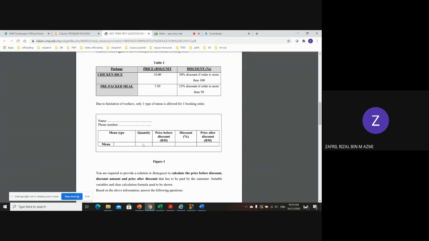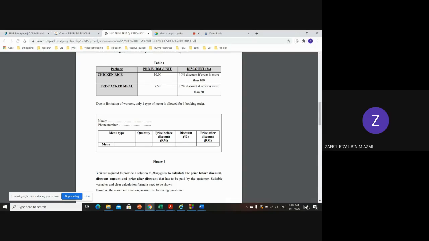Next is quantity. Does the user need to enter the quantity? Of course. If you want to buy from Shopee, for example, the user needs to define how many they want to buy. This is common. The system cannot know the quantity without the user telling it. So quantity is an input. The user needs to tell the system how many chicken rice, for example, they want to buy. So enter the value. Quantity, yes.